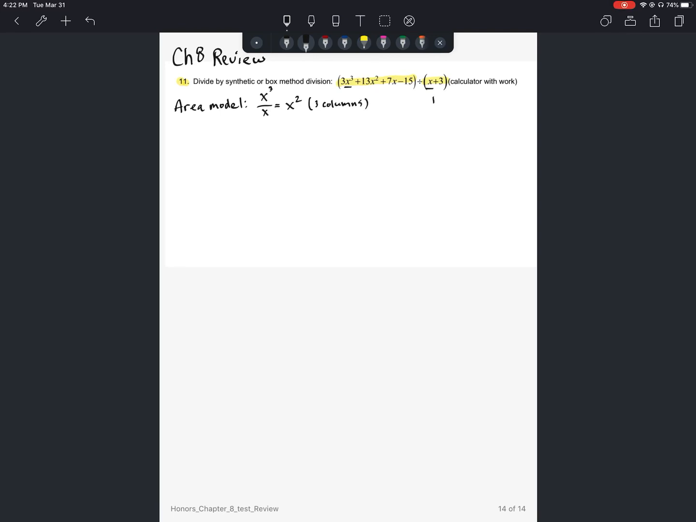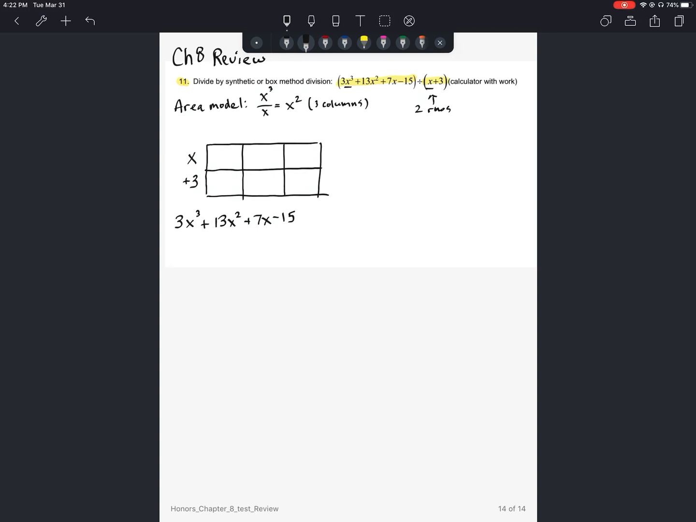And then because this is a binomial, we're going to need 2 rows. So we're setting it up here. There's our 2 rows, and then we just need 3 columns. All right, and then we'll put in our divisor over here. This would be the x plus 3. And then I write out my dividend down here. So we have 3x to the third plus 13x squared plus 7x minus 15.